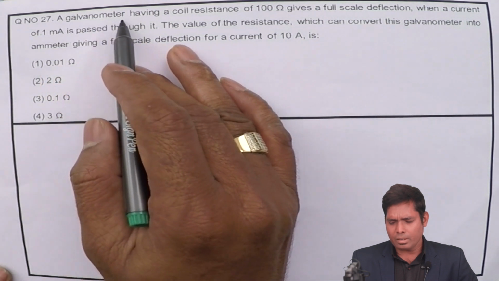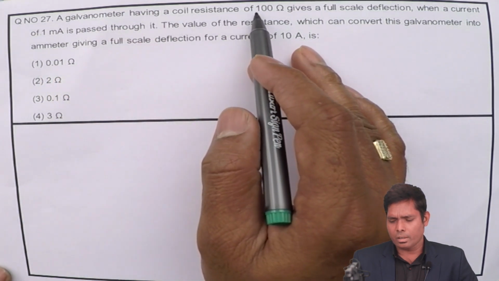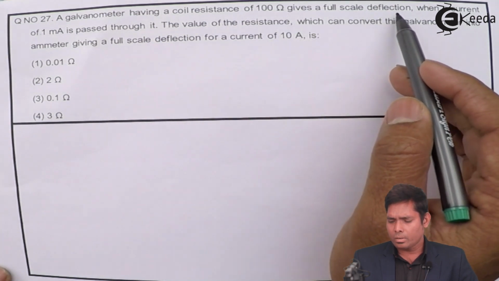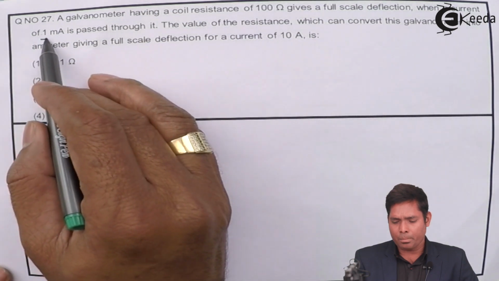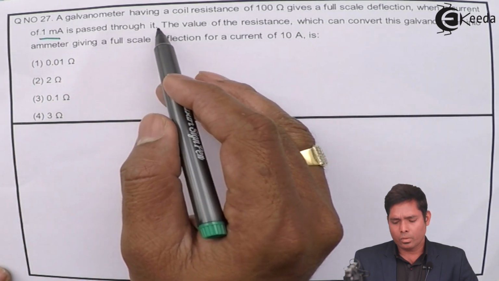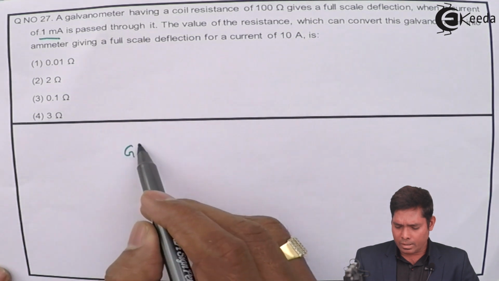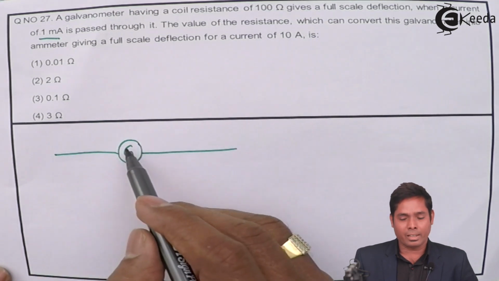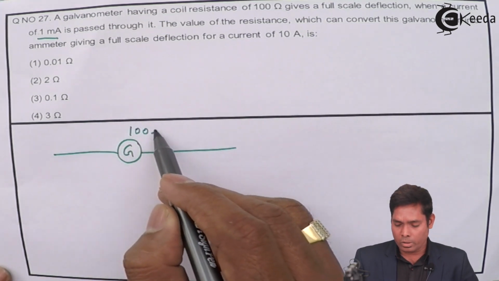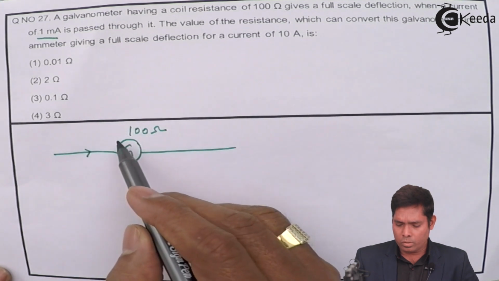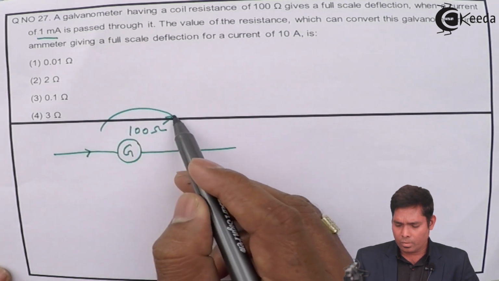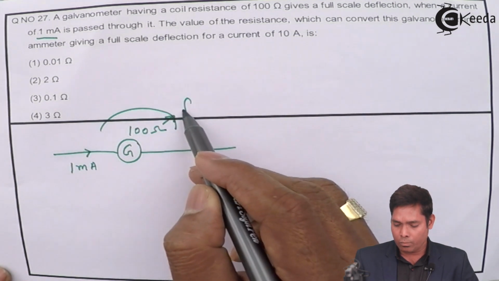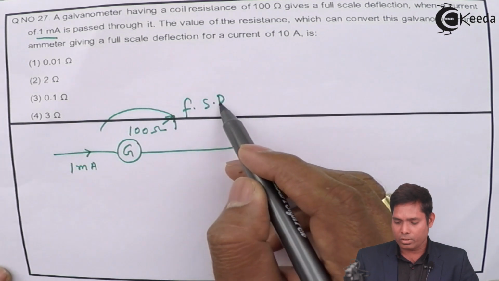It says the galvanometer having a coil resistance of 100 ohm gives a full scale deflection when a current of 1 milliampere is passing through it. So, in case of a galvanometer, it has its own resistance of 100 ohm. It gives a full scale deflection when the current passing is 1 milliampere. This is the full scale deflection.